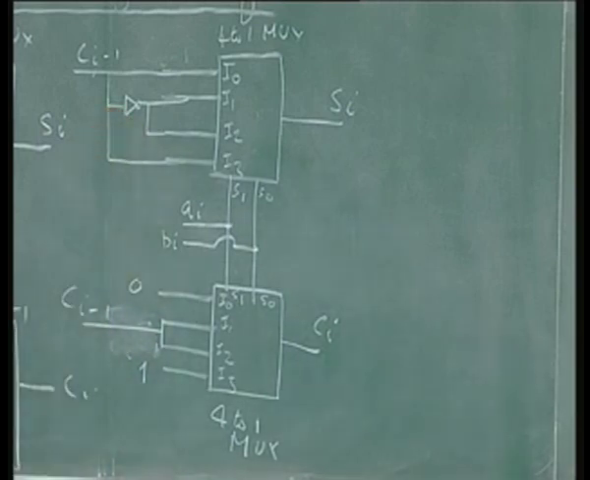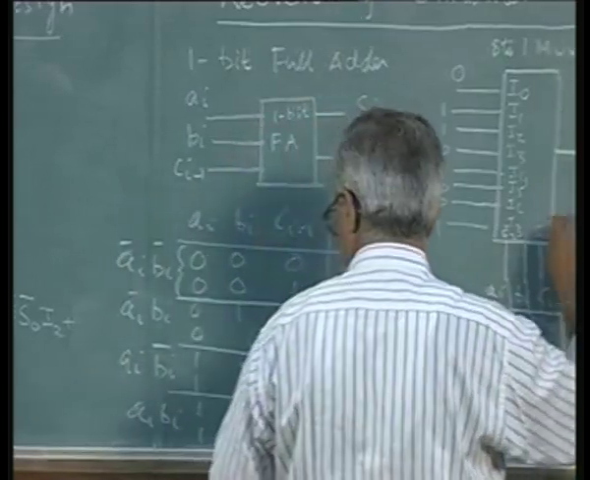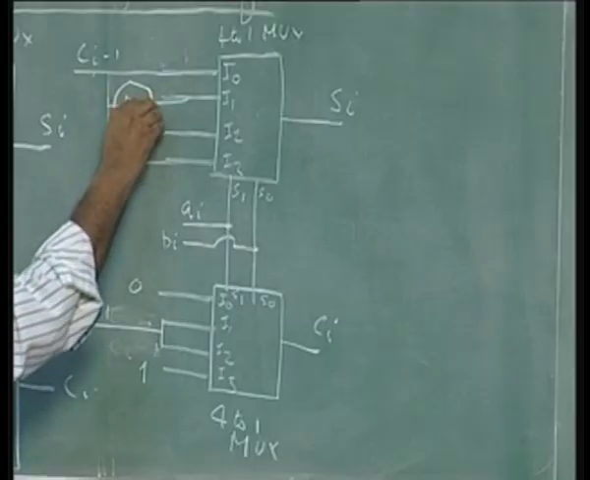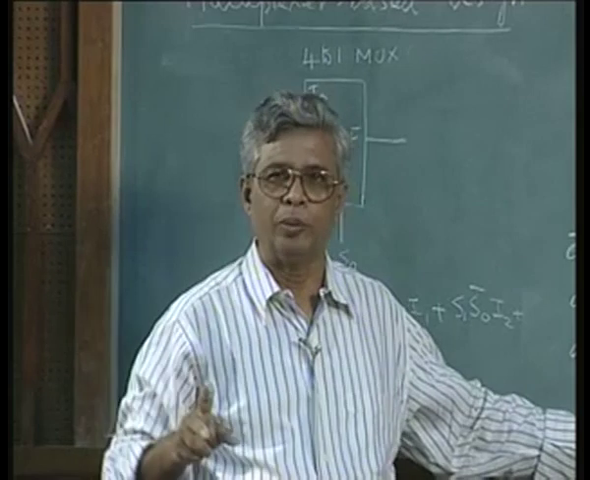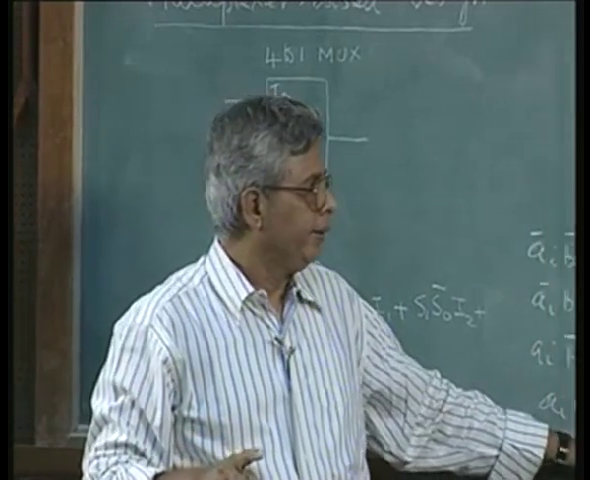By just adding one extra inverter, I have reduced the design from 2 8 to 1 multiplexers to 2 4 to 1 multiplexers.